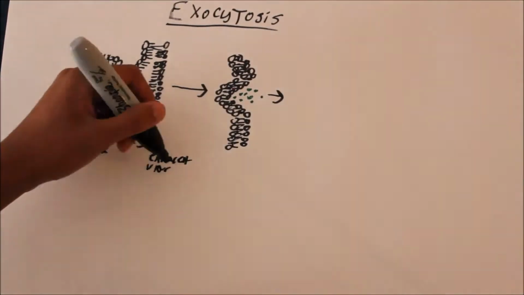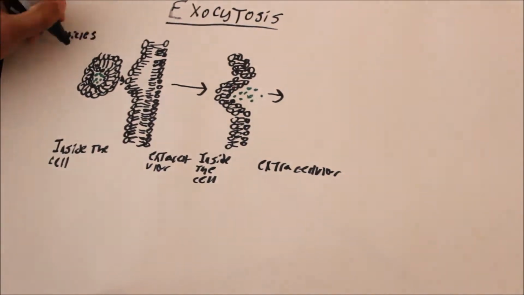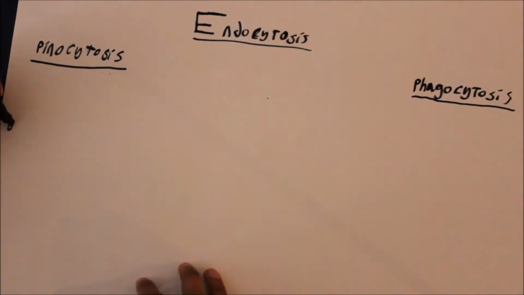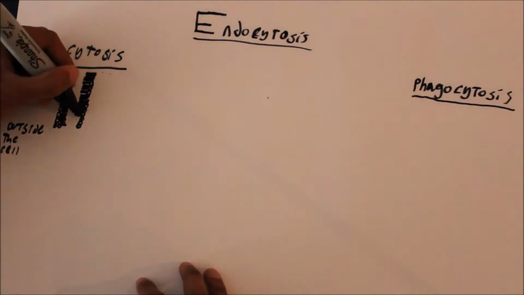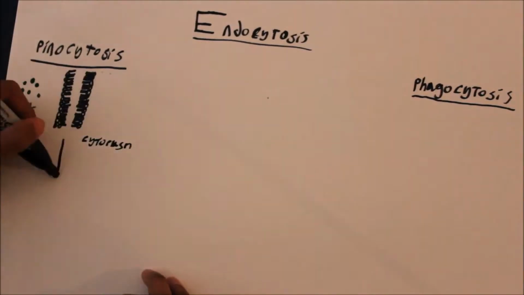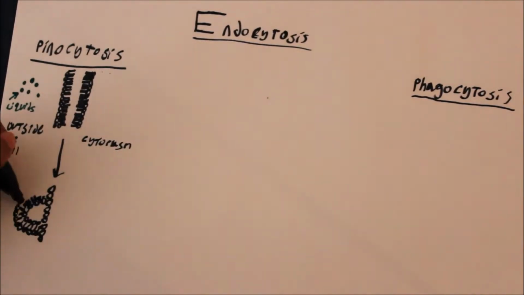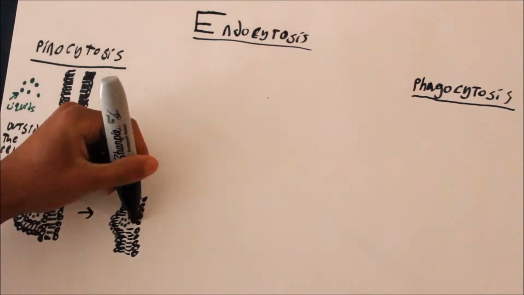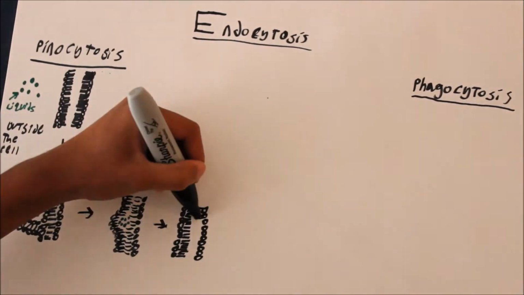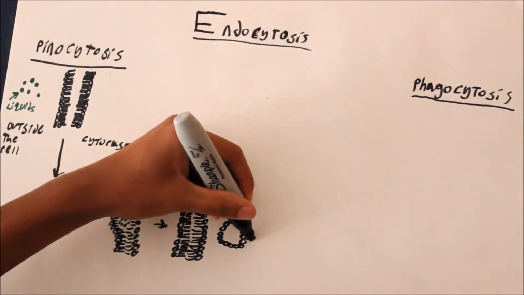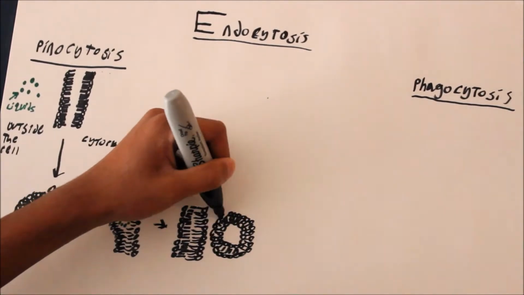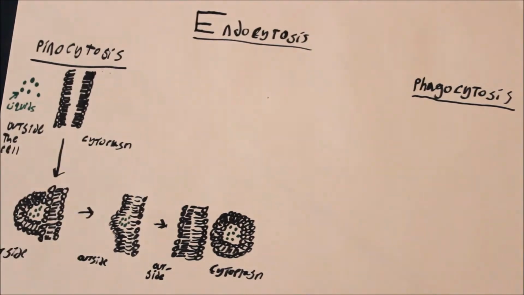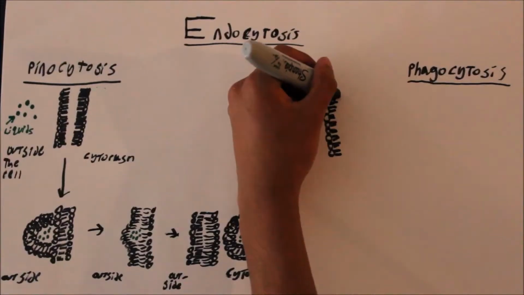Now we'll be going on to endocytosis. Pinocytosis and phagocytosis. Pinocytosis is the bringing in of liquids into the cell. The first step of pinocytosis is when liquids approach the cell membrane from the outside. When the liquids approach the cell membrane, they get engulfed by the cell membrane and then get pushed into the cell and form a vesicle.